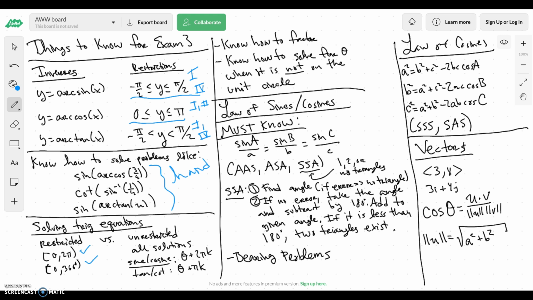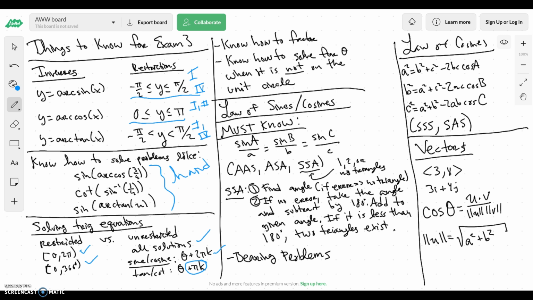Unrestricted is when you see the words all solutions. Remember that for sine and cosine, you take the angle and you add it to 2 pi k, where k is going to be an integer. Also note that tangent and cotangent don't have a plus 2 pi k, they have a plus pi k. That's because remember the tangent and cotangent have a period of pi.